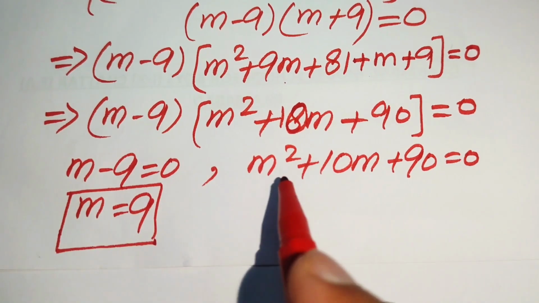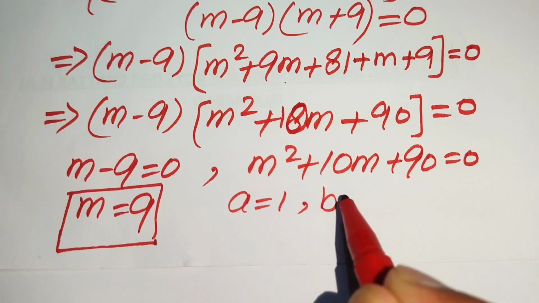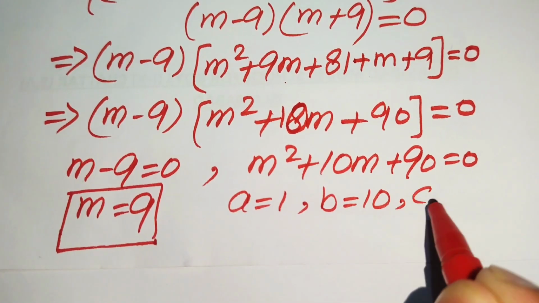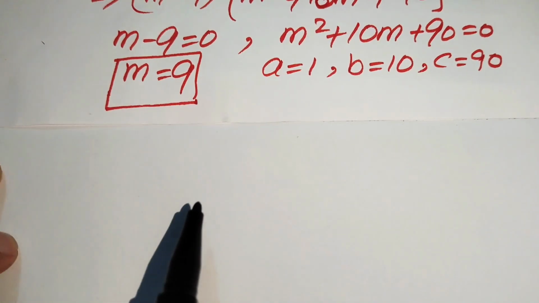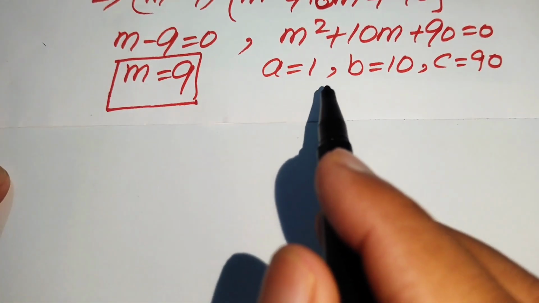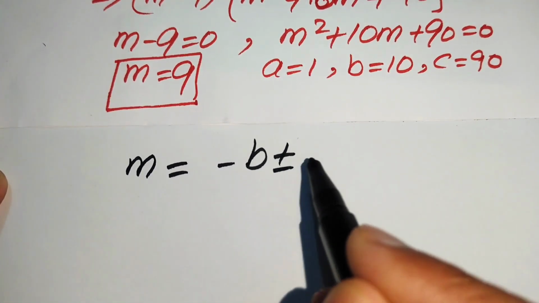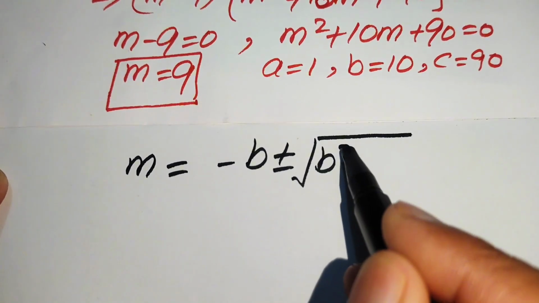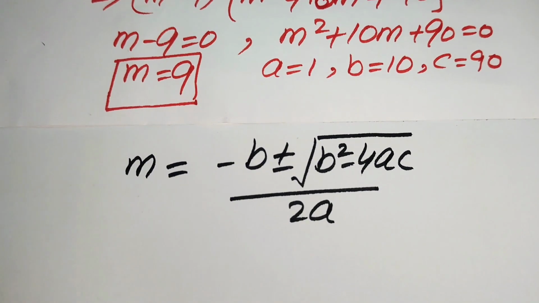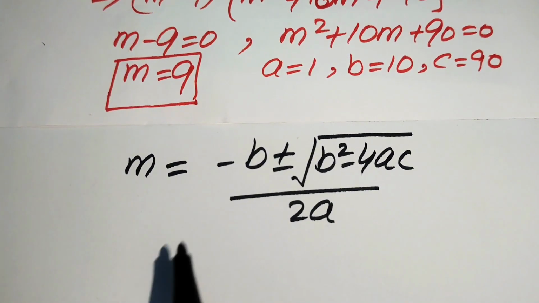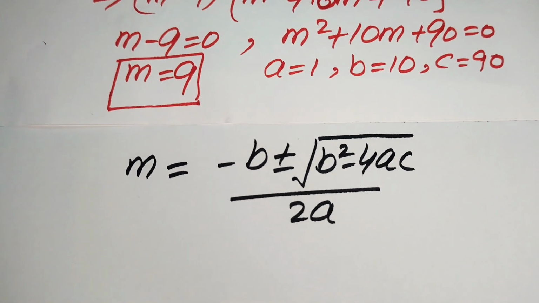In order to use the quadratic formula, we need to write the coefficients of this equation, and its coefficients are a equals 1, b equals 10, and c equals 90. And now it is time to use the quadratic formula. So we first write the quadratic formula, and we know that m equals minus b plus minus square root of b square minus 4ac, divided by 2a. So this is our nice quadratic formula. We substitute the values of a, b and c in this formula, and we move further to solve for the other roots.